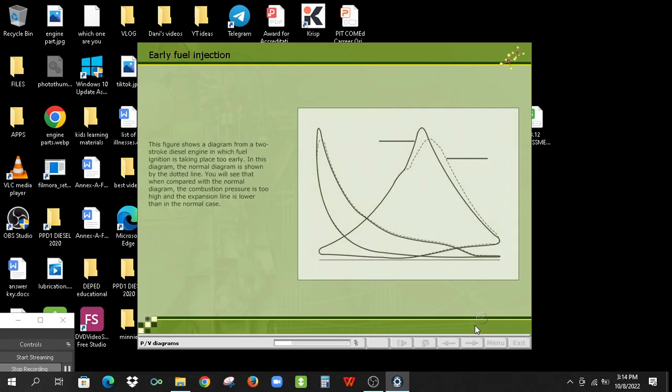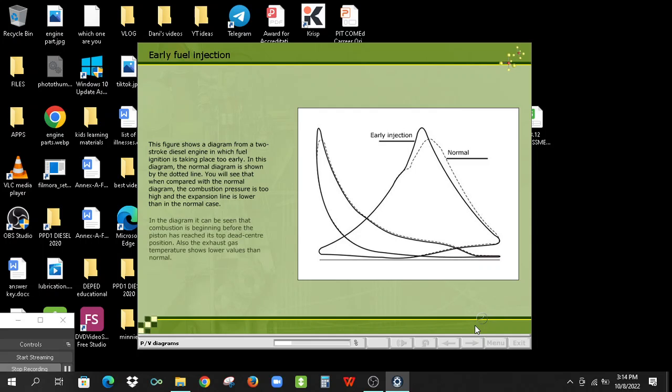This figure shows a diagram from a two-stroke diesel engine in which fuel ignition is taking place too early. In this diagram, the normal diagram is shown by the dotted line. You will see that when compared with the normal diagram, the combustion pressure is too high and the expansion line is lower than in the normal case.